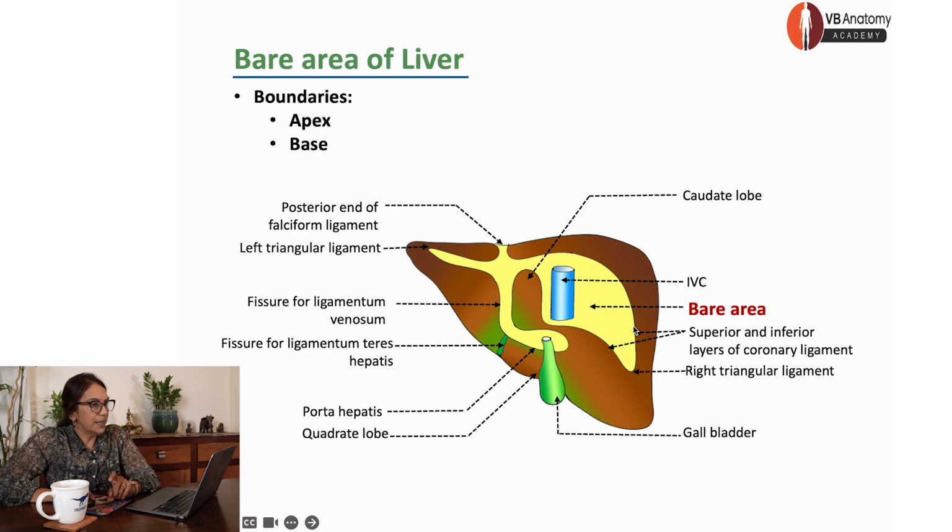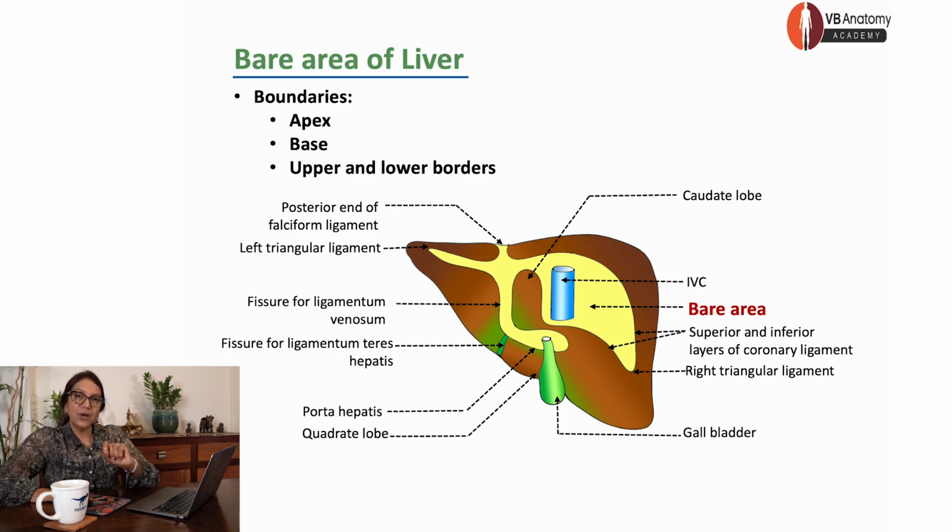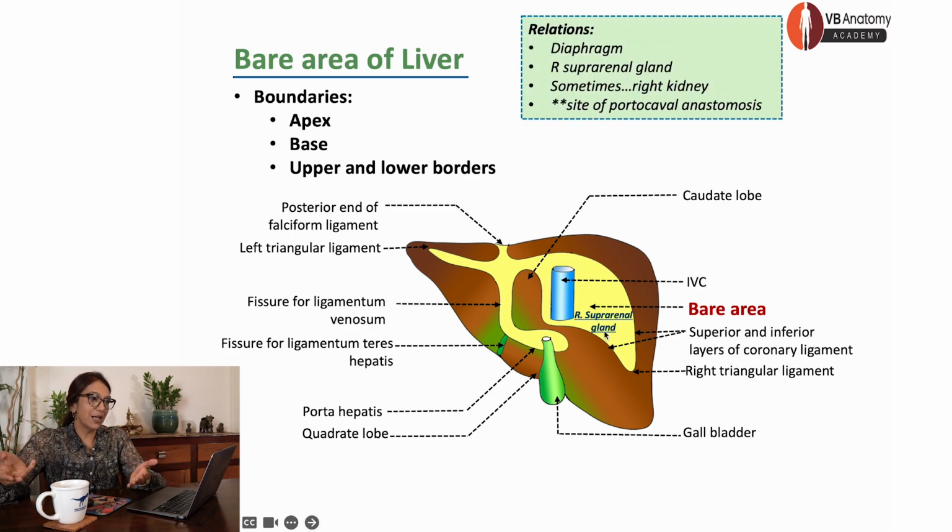So, superior layer of coronary ligament, inferior layer of coronary ligament, uniting to form the right triangular ligament which forms the apex. At the base, you have the groove for inferior vena cava. This triangular area that gets formed is called the bare area of liver, which as you can see is related to right suprarenal gland. It's also related to the diaphragm. It's sometimes related to the right kidney, and it is an important site of portocaval anastomosis.